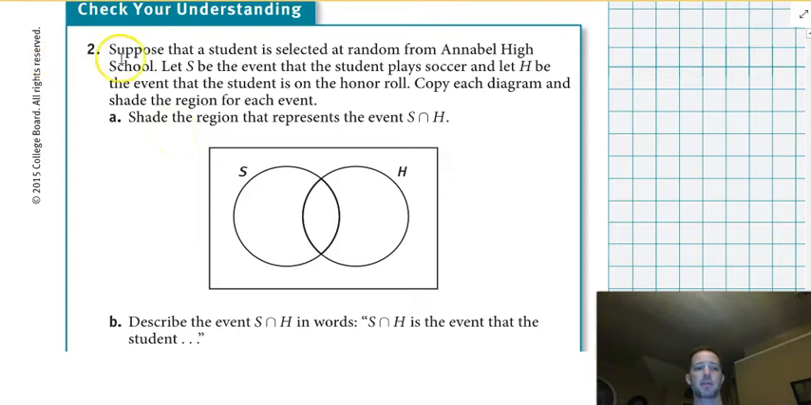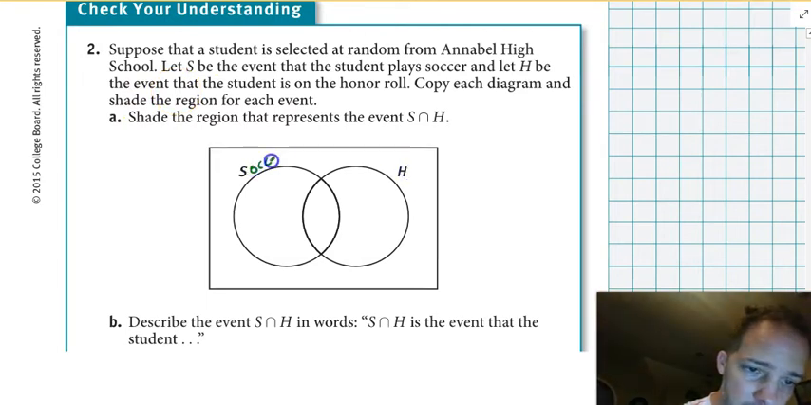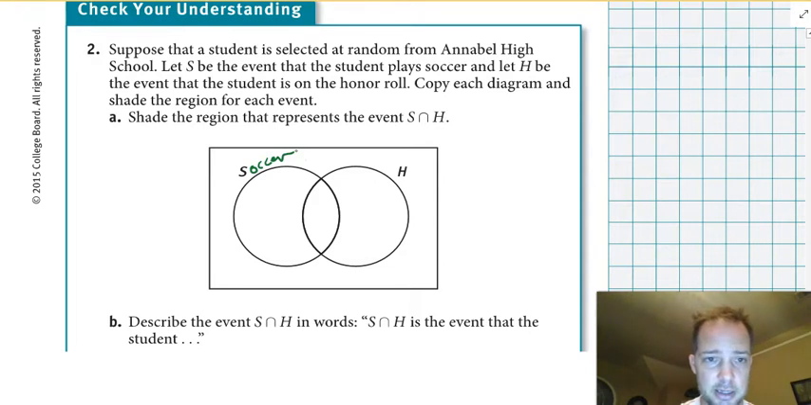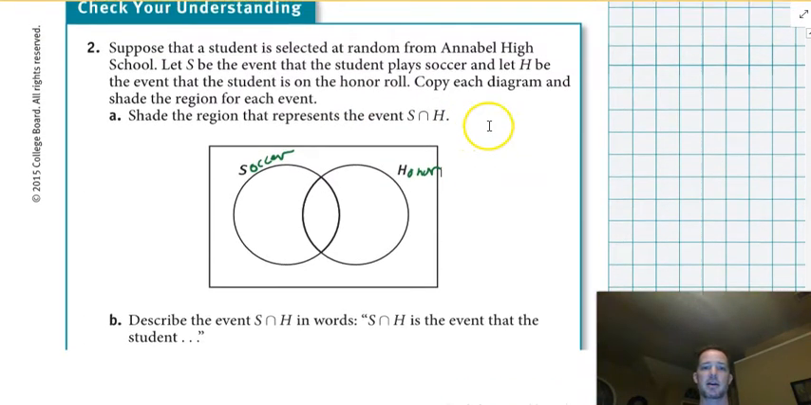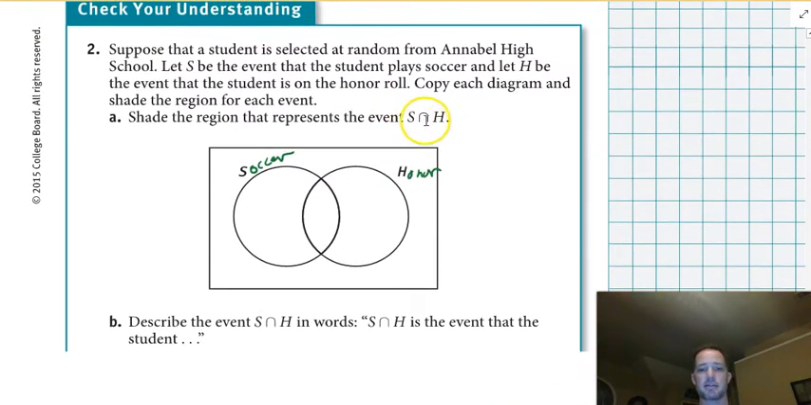All right, now that we've had some time to work on 2, suppose that a student is selected at random from Annabelle High School. Let S be the event the student plays soccer. So soccer. And H is honor roll. Okay, so shade the region that represents the event S, that little N symbol, H. We need to make sure we understand how to read that and communicate it to our neighbors.